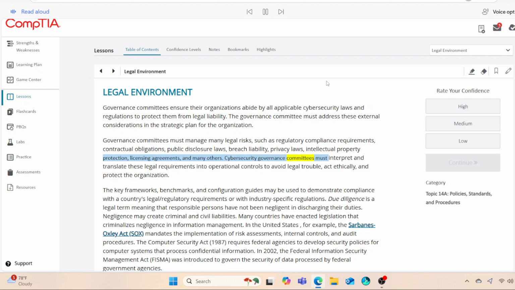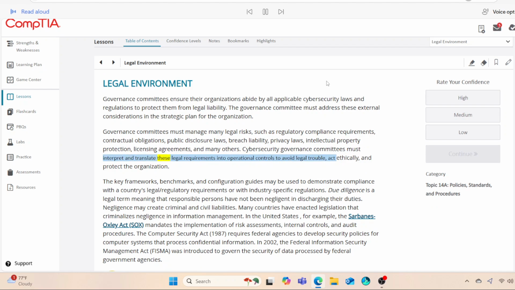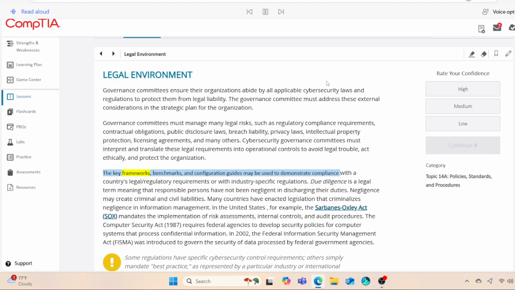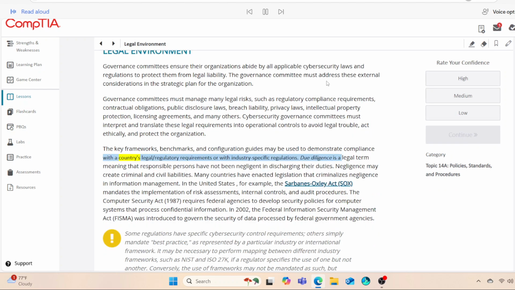Cybersecurity governance committees must interpret and translate these legal requirements into operational controls to avoid legal trouble, act ethically, and protect the organization. The key frameworks, benchmarks, and configuration guides may be used to demonstrate compliance with a country's legal/regulatory requirements or with industry-specific regulations.